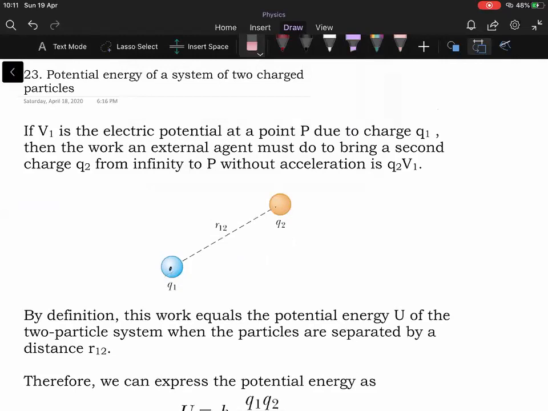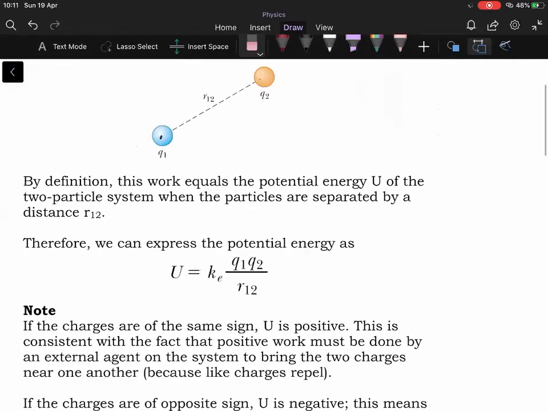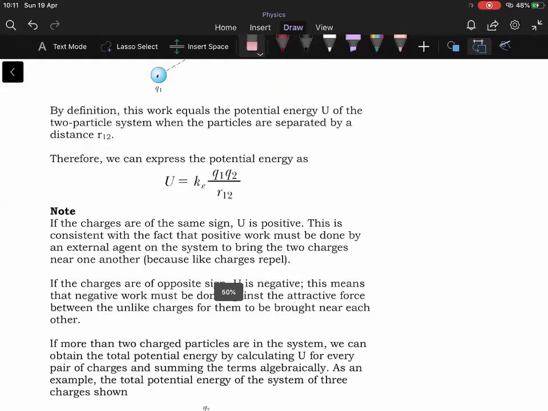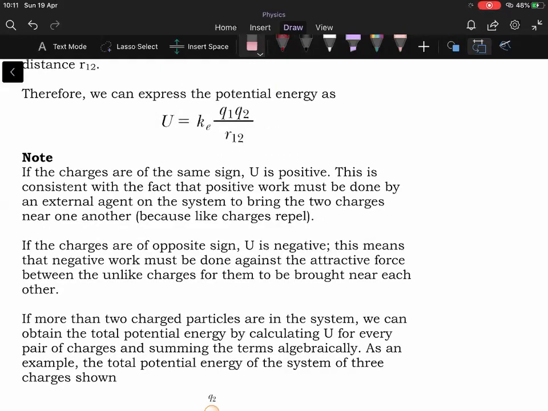Okay, so what we were doing is that how did we arrive at this expression of potential energy? There are different methods, different ways by which you can achieve this configuration, but the energy of the system will remain K Q1 Q2 upon R12. Now, this potential energy will be positive or negative depending on the sign of Q1 and Q2. If both of them are positive or both of them are negative, in that case your potential energy is positive.